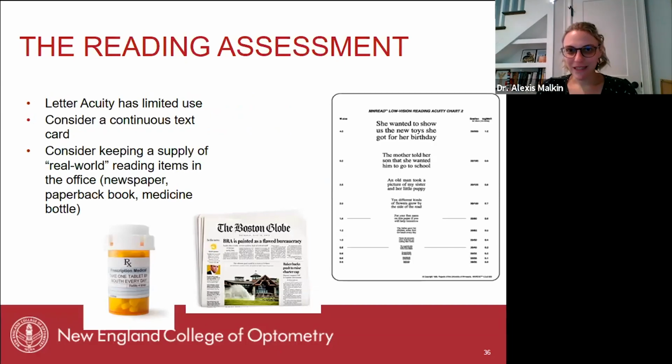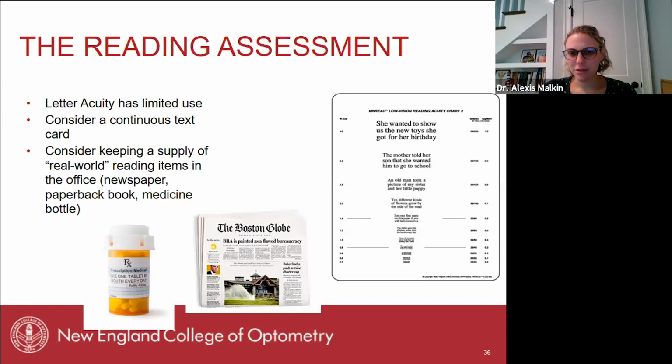So now we've done our history, we've measured acuity, we've gotten our contrast, we've refracted our patient, and we really get to the meat of what we're doing in the low vision exam. We get to that reading assessment. Letter acuity at near can be done. In my opinion, it has pretty limited use unless your patient is only interested in spot reading a number or a letter here and there, if they're not literate and don't have a goal of any kind of fluent reading. Otherwise, I think it's more important to use some kind of continuous text card.